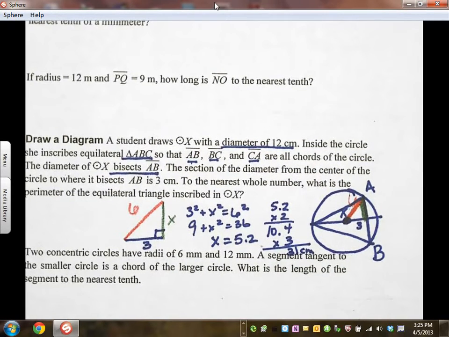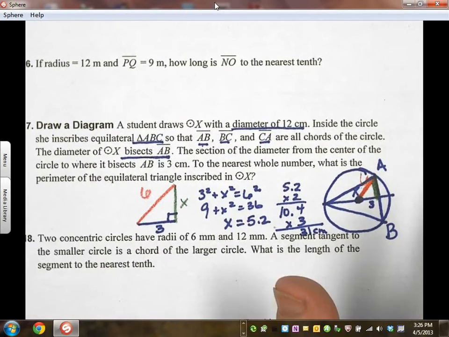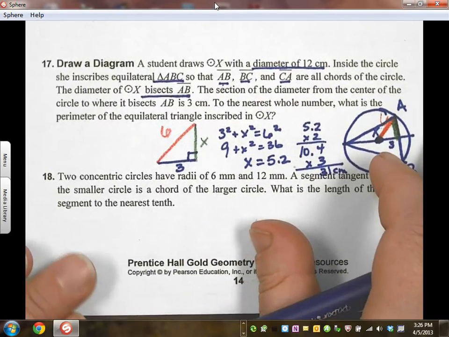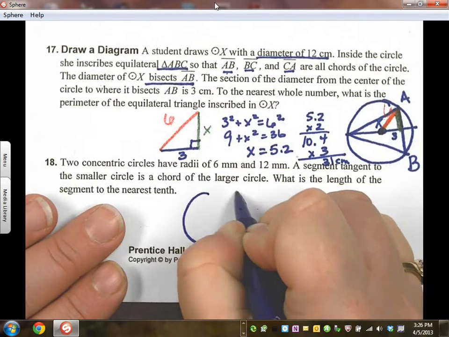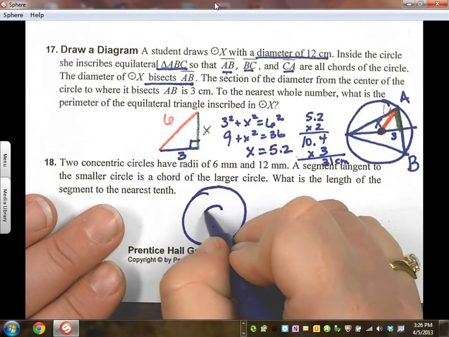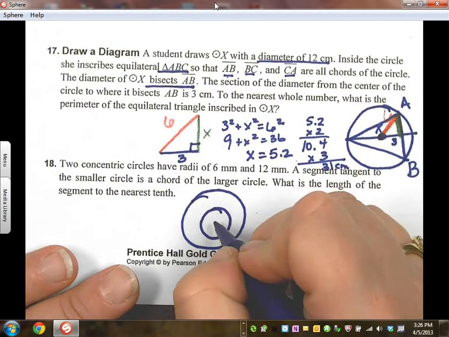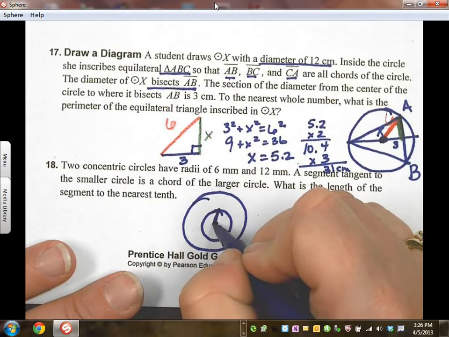Hopefully that makes sense to you. I think it seems like it's a very tough problem, and frankly the picture is a little crazy to draw, but it's not too bad. Let's look down here at this one. We have concentric. What does concentric mean? It means I have them stacked inside of each other. Okay, now that I didn't do a nice job there, but the center of this circle from the radii here is 6.